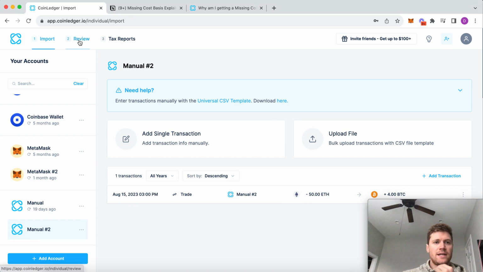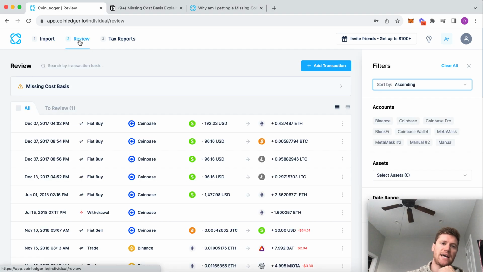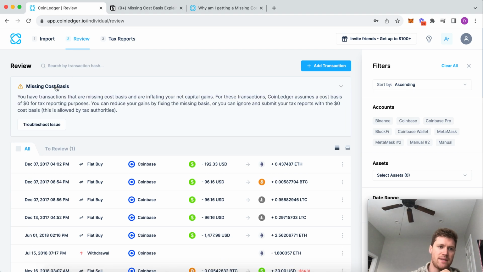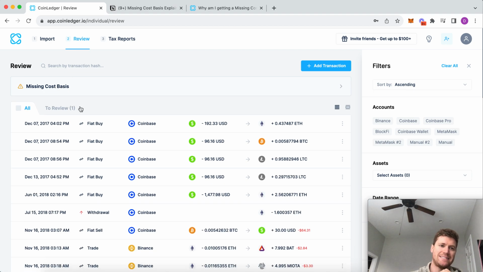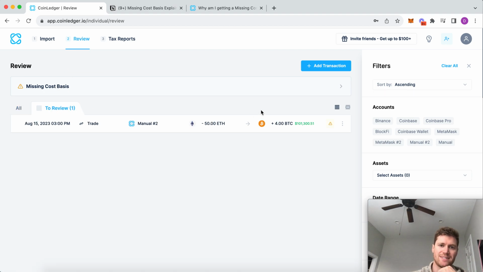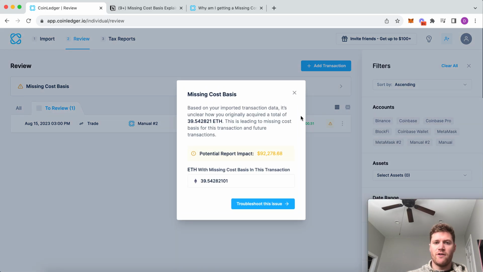Of this year. Now, when we navigate to the review transactions tab, we can see that there is indeed a missing cost basis being detected. And if we go to the review tab, we can see that it's in fact when I'm disposing of that 50 Ethereum for 4 Bitcoin. Now we can drill into this here to get more information. We can see it's explaining this further.